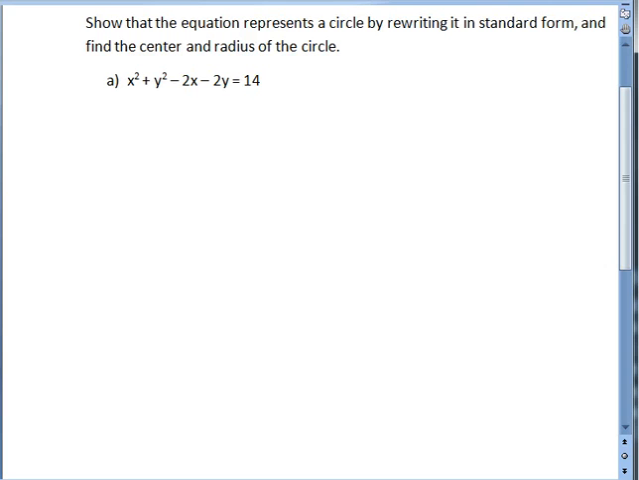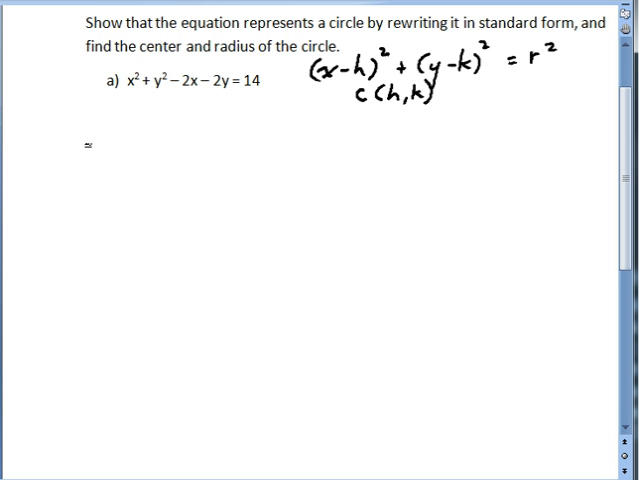We are given the expanded form of the equation of a circle, noticing that the coefficients of x squared and y squared are both equal. This is characteristic of the equation of a circle. We are asked to write this equation in the standard form, (x minus h) squared plus (y minus k) squared equals r squared, where the center of the circle has the coordinates (h, k).